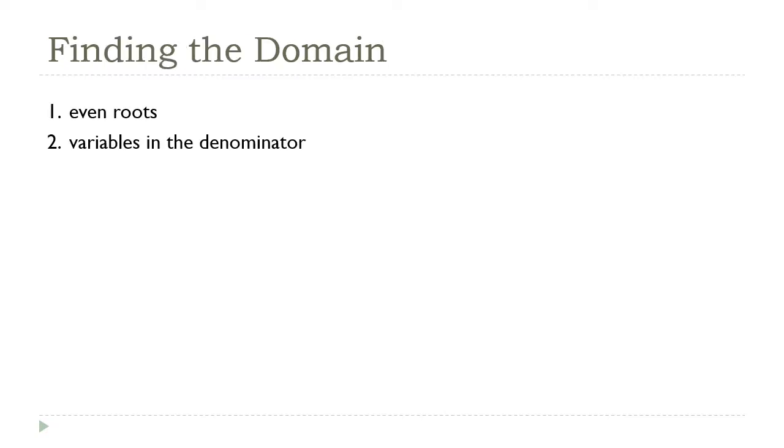When we do this, there are two things that you need to be aware of. You need to be on the lookout for even roots, because remember, you can't take the square root of a negative number. You can't take an even root of a negative number. And you need to be on the lookout for variables in the denominator, because you can't divide by 0.